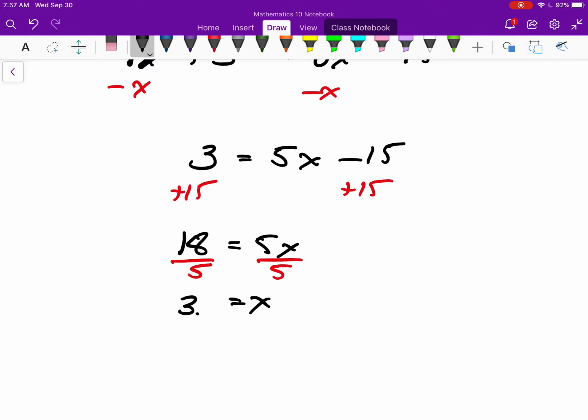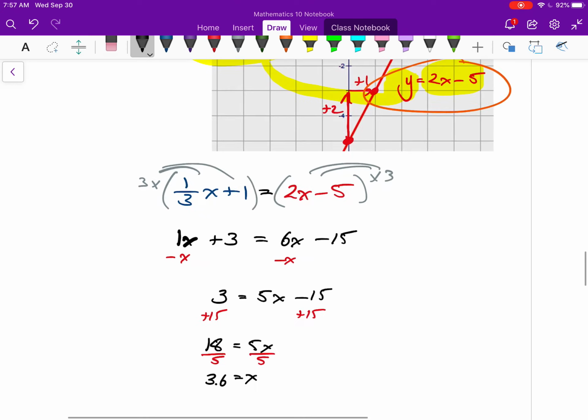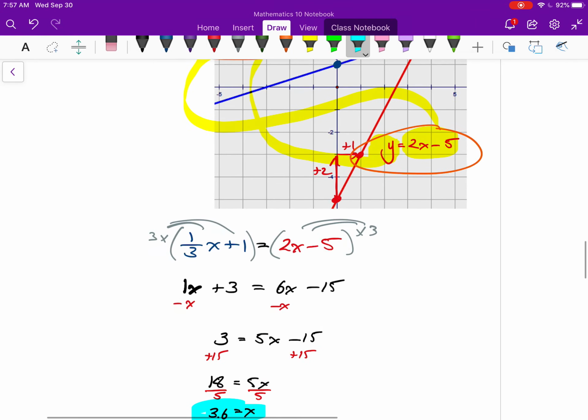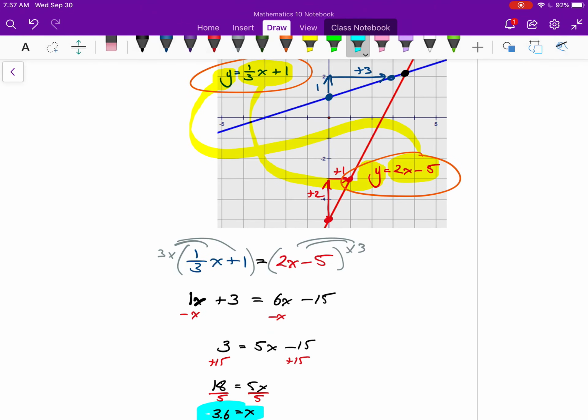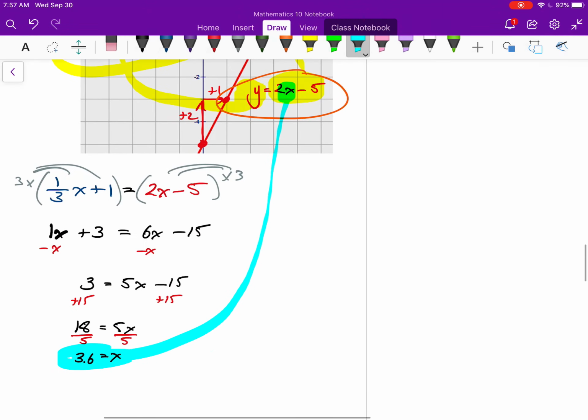Hey, that's what I estimated. And so now I know my x coordinate. I can now substitute it into either of my first two equations because they're both solved for y. I'm going to choose the one I drew in red because there's no fractions. So I'm going to take that 3.6 and put it right there. And so my y coordinate is going to equal 2 times 3.6 minus 5, which is 2.2. And my estimate was 2.1.